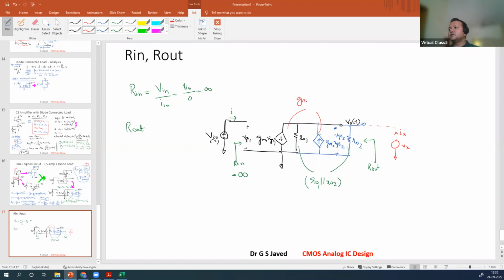Current is GM1 VGS1 minus GM1 GM2 VGS2. So your Ix is going to be this one, but in the opposite direction. So it is negative, right? So what is Vx? Vx is this multiplied by the R out. So here we already found you will get the R out in a very simple manner, that R1 is parallel with R2. Right?